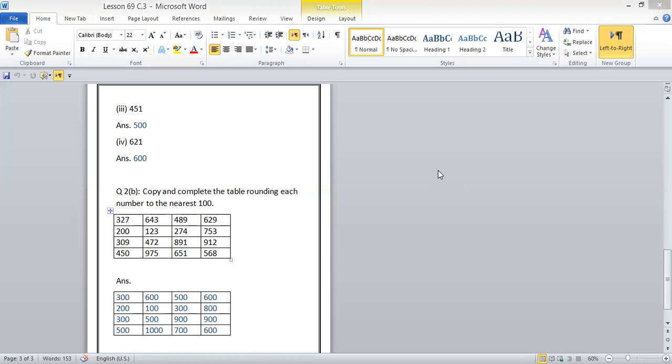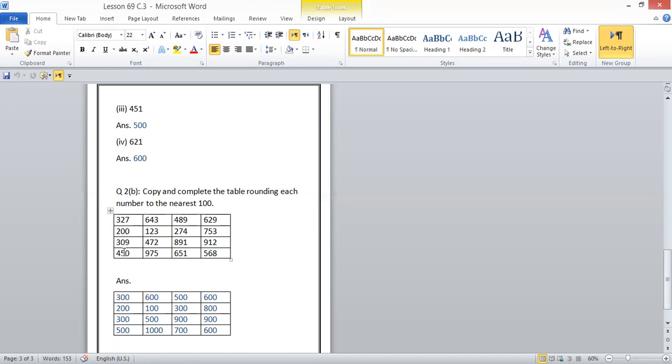Then 309. Come to the third row, guys. 309. This is 0, so it will not change. 300. 7 is bigger than 5. So after 4, 5, it is 500. 891. 9 is bigger than 5. So change 8 to 9. It will become 900. 912. 1 is less than 5. No need to change 9. It will be 900.